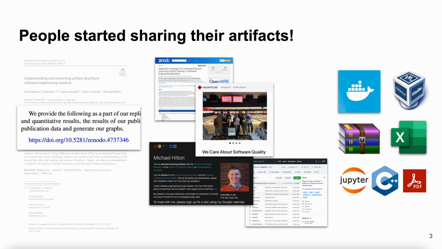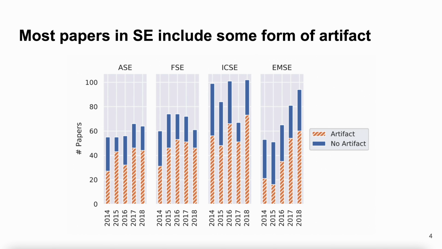And the archive itself can be packaged in countless ways. It could take the form of a Docker container or a virtual machine image, a compressed archive, source code, raw data, or many other forms. As part of this study, we found that most software engineering publications informally include such artifact links, and that the percentage of papers that include artifacts has been steadily increasing over the last several years.